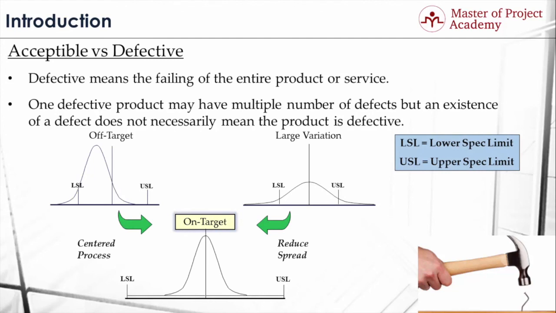The centered process has normally distributed data. It is the on-target process. In this case, the distribution is symmetric, has close to zero skewness, and the specification spread is more than the process spread.